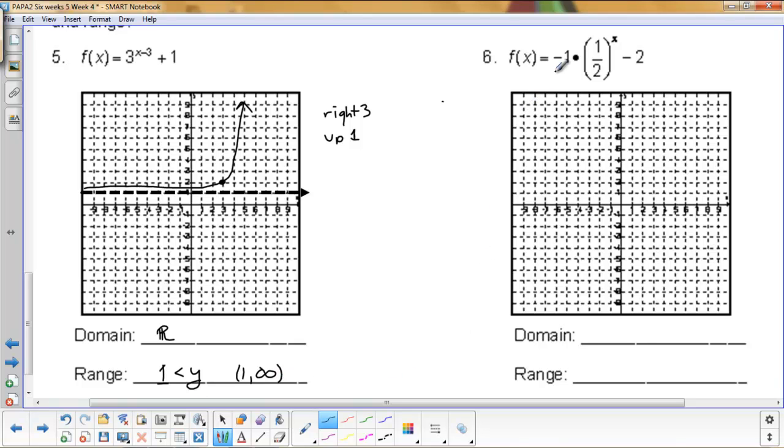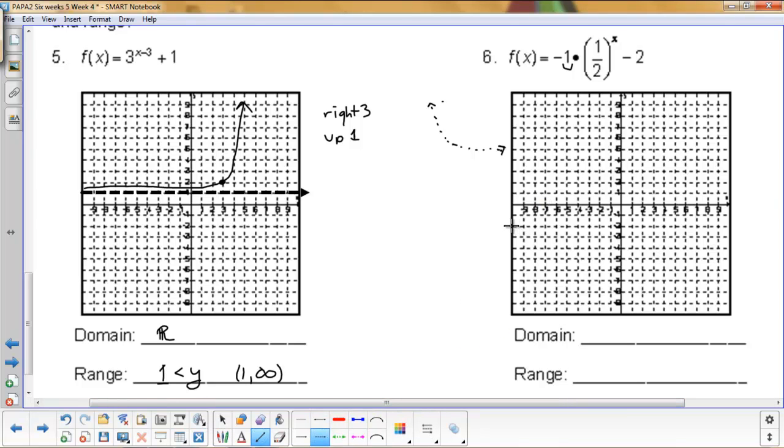Number 6, notice now you have a multiplier out in front. Notice it does not stretch or compress because it is 1, but instead reflects. Notice your B has turned into a fraction. That means now I have decay. So the general curve of my parent is going to look like that, as opposed to growing like in question number 5. All right, so we'll begin with the asymptote.